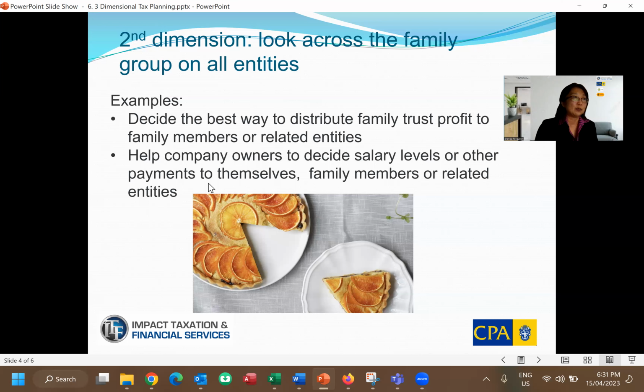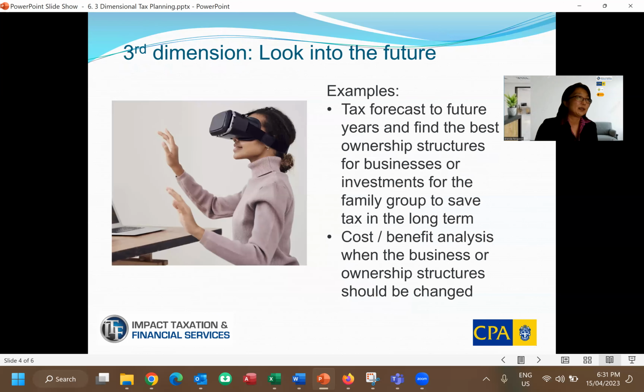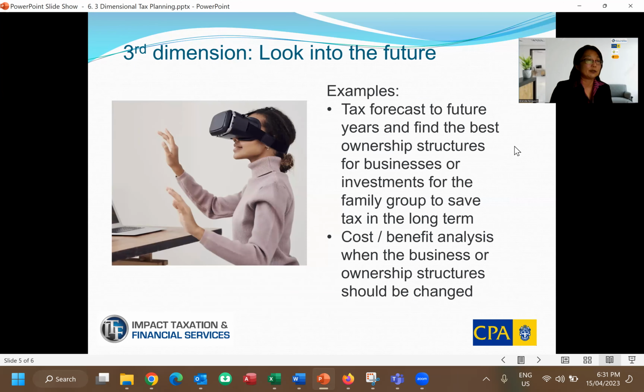That's from year to year, we look across the family group to have a look at which entity is the best to receive profit or income for the family group that actually has the least marginal tax rates. Okay. All right. Then the third dimension is actually looking into the future. So the first example we have listed here is a tax forecast to future years to find the best ownership structures for businesses or investments for the family group to save tax in the long term.